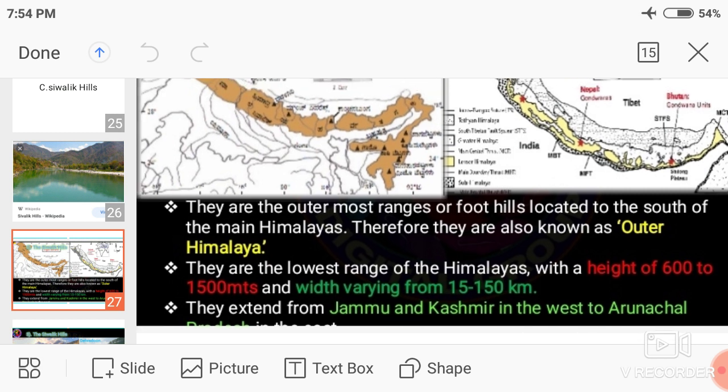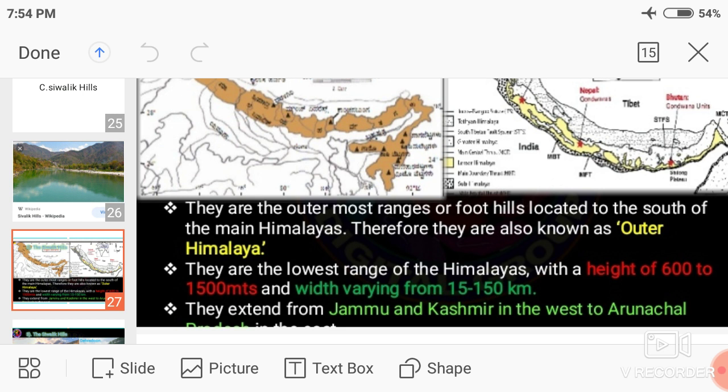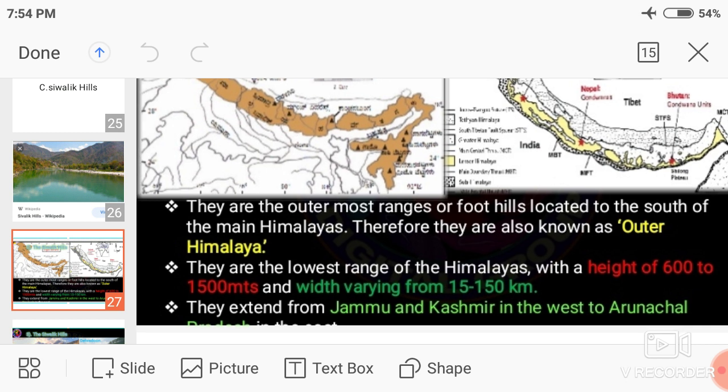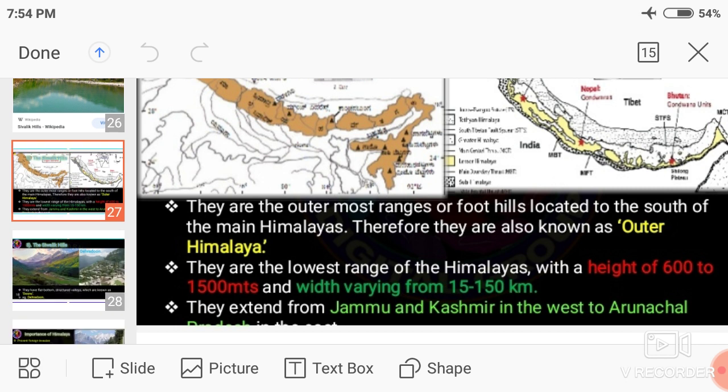They extend from Jammu and Kashmir in the west to Arunachal Pradesh in the east. The Shivalik Hills extend from east to west.